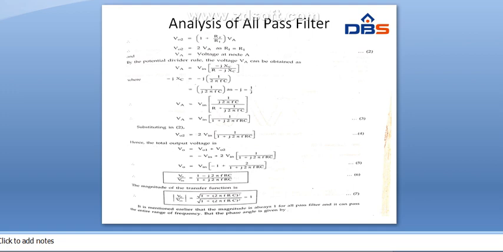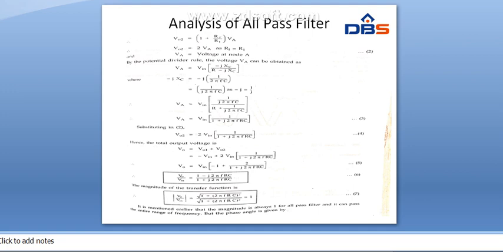Substituting this, V02 equals 2 Vin into 1 by 1 plus j2 pi fRC. Then the total output voltage is the addition of V01 and V02, V0 equals V01 plus V02. V01 is minus Vin and V02 is 2 Vin into 1 by 1 plus j2 pi fRC. So V0 by Vin becomes 1 minus j2 pi fRC by 1 plus j2 pi fRC.